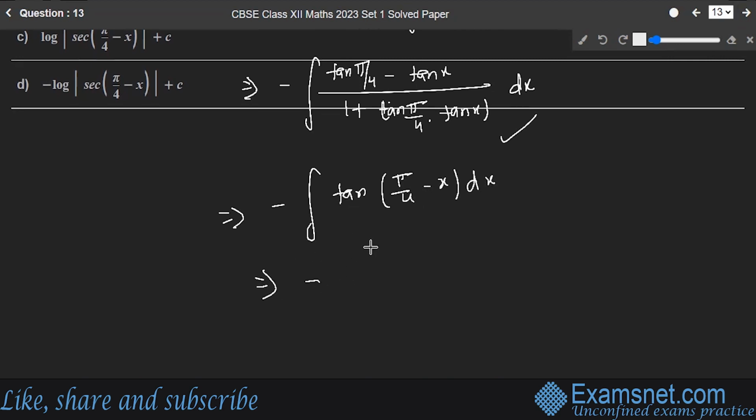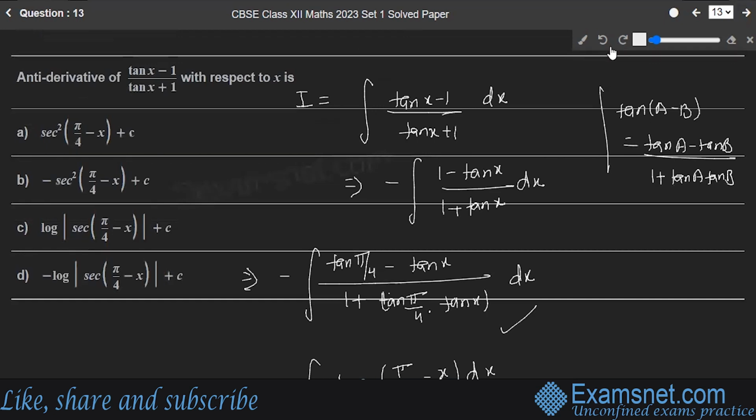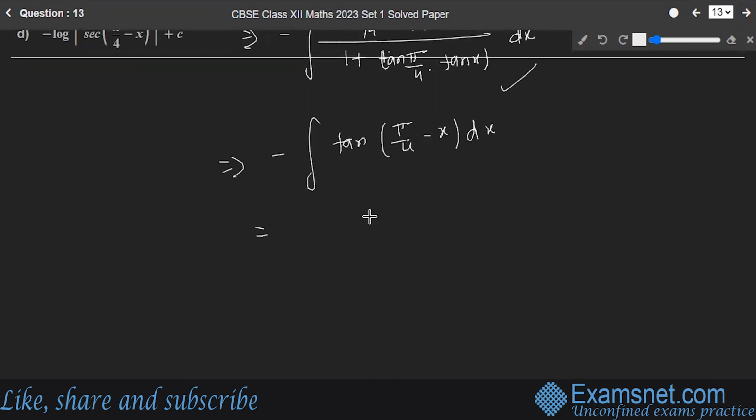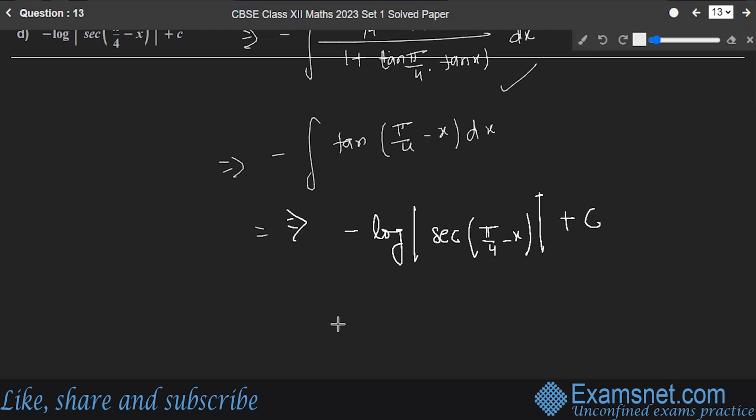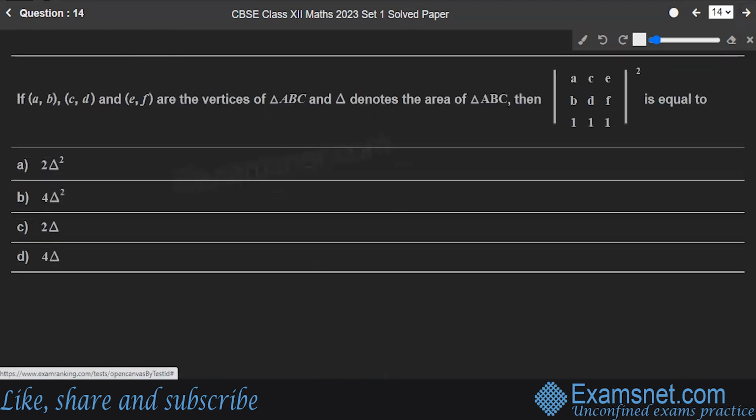That is equal to, the integral of tan is log secant, so this is minus log secant of (pi by 4 minus x) plus the constant c. So let's check with the options. You have option D as the answer. Hope you got that. Next is question number 14.